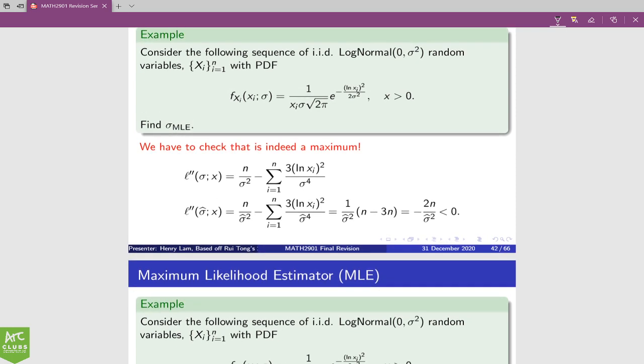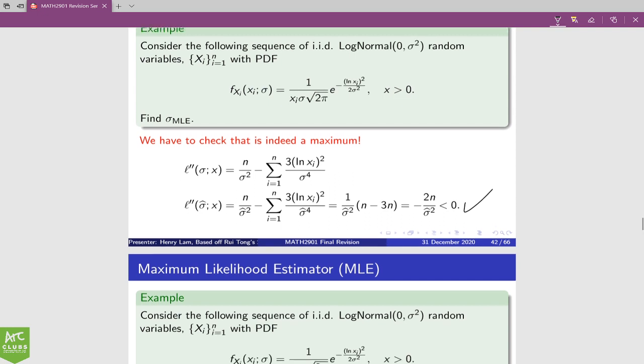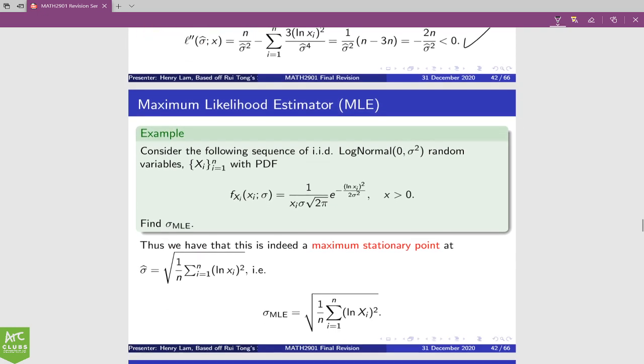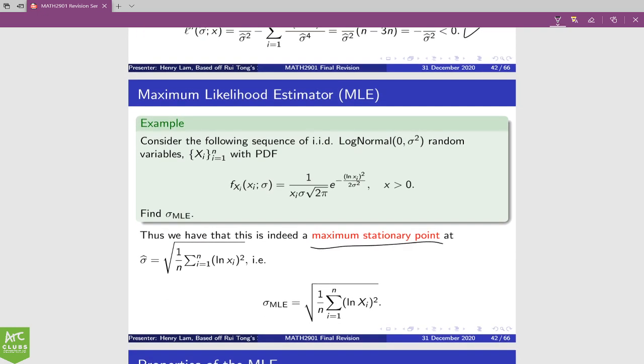And then here we note that -2n, this is positive, so this whole thing must be negative. Right? Because negative over positive number is negative. Hence, it is a maximum stationary point. That's good, right? We prove it's a maximum stat point.